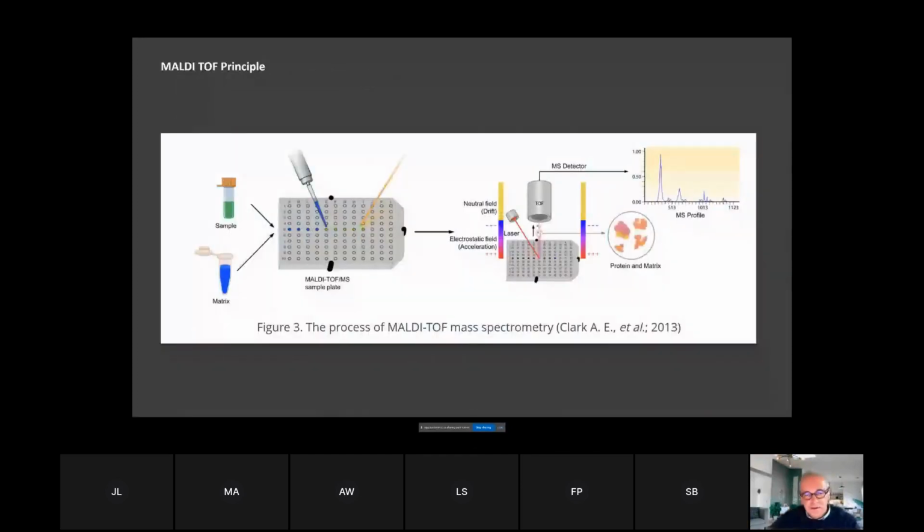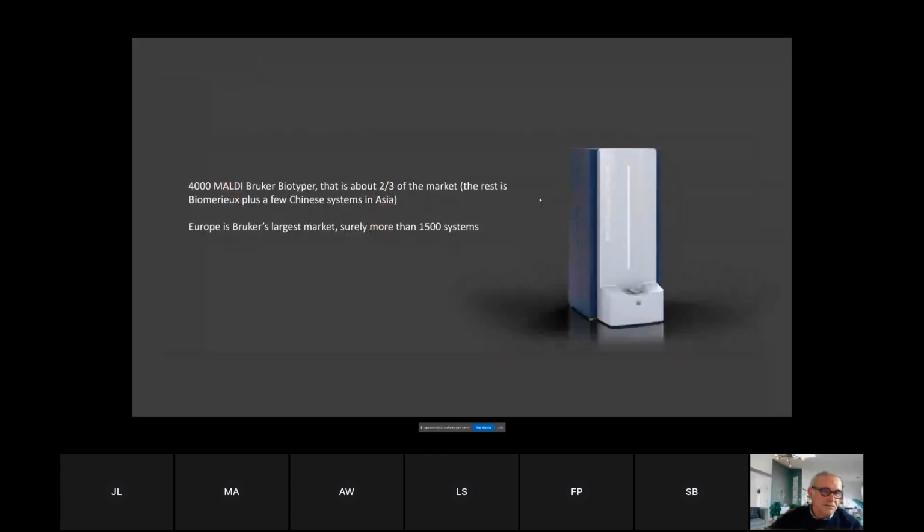I'm not going to explain what MALDI-TOF is because I've already spent too much time on those things, and anyway, you know what it is, otherwise you would not be here. The main point is that Bruker alone in 2020 had already sold 4,000 Bruker biotypers, which is about 2/3 of the market. The rest is shared by bioMérieux and a little company in China that is also producing MALDI-like systems.